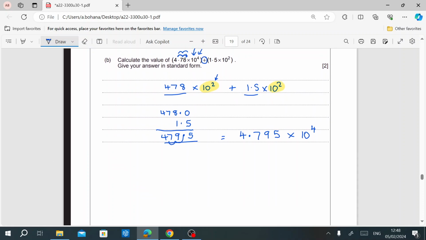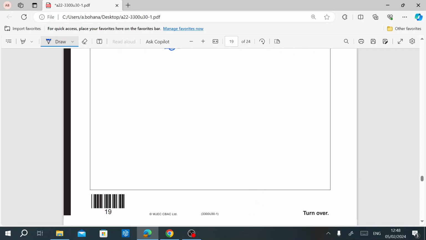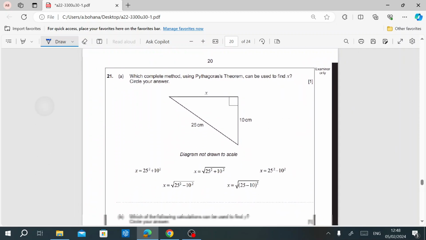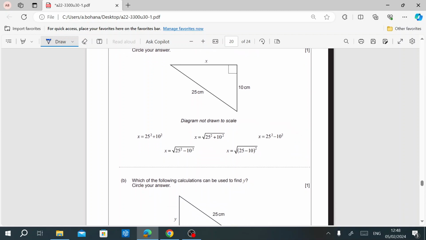Okay, and then just finally here, which complete method using Pythagoras' theorem can be used to find x? Well, to do Pythagoras' theorem, it's going to be the big one squared minus the small one squared and square root the answer. So there we go. The big one squared minus the small one squared and square root the answer, okay? So look at that one.